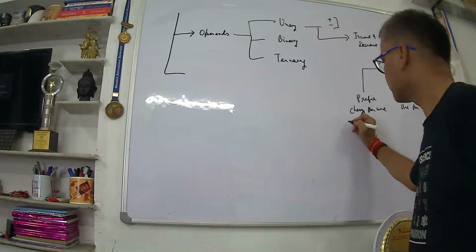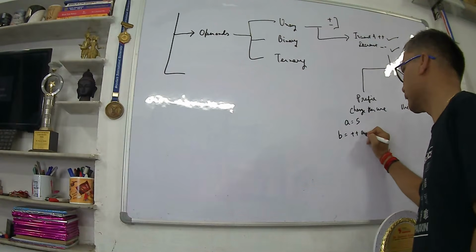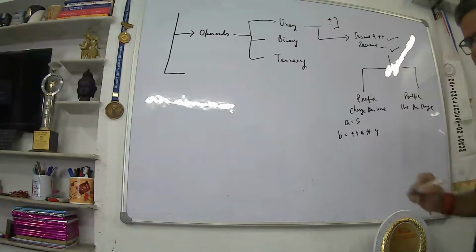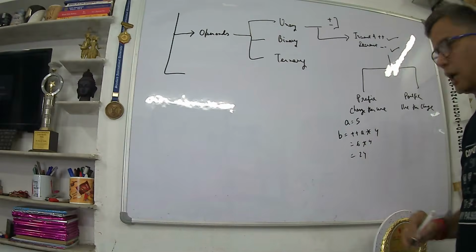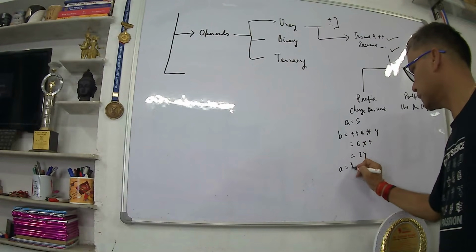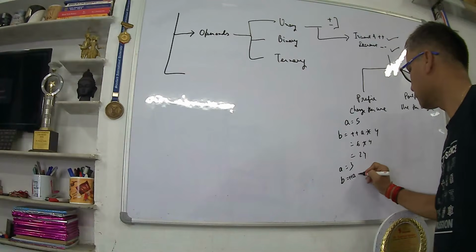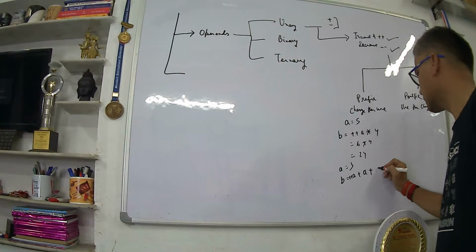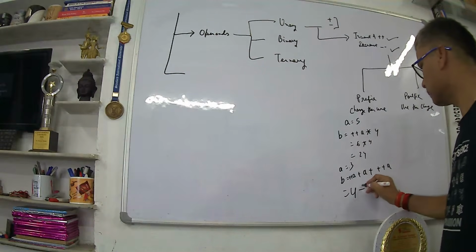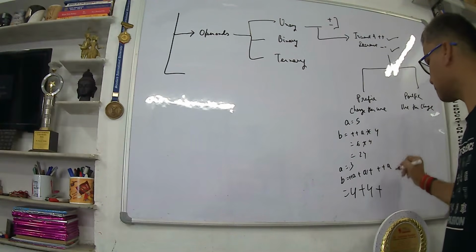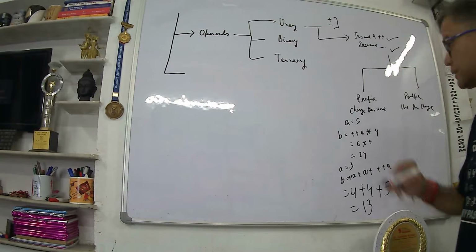For example, if I say a equal to 5, and b equal to ++a * 4, what will happen? 6 into 4, that's 24. Fine. Say a equal to 3, b equal to ++a + ++a + ++a. Now you see, ++a becomes 4, ++a it is 5, ++a it becomes 6. Result is 13.